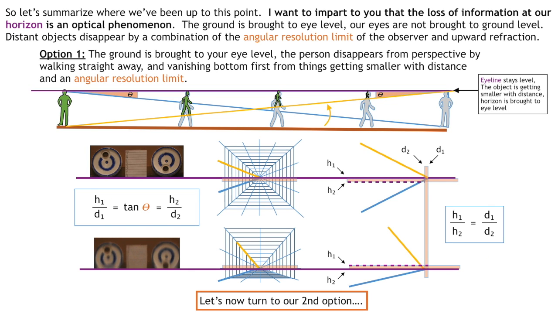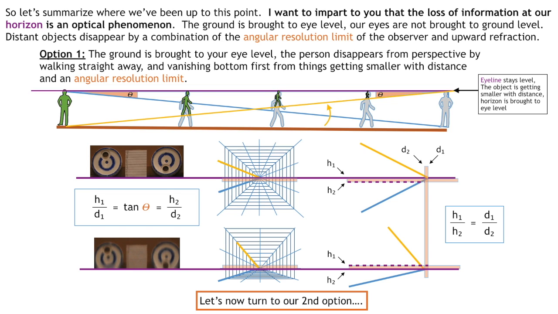So let's summarize where we've been up to this point. I want to impart to you that the loss of information at our horizon is an optical phenomenon. The ground is brought to eye level. Our eyes are not brought to ground level. Distant objects disappear by a combination of the angular resolution limit of the observer and upward refraction phenomenon.